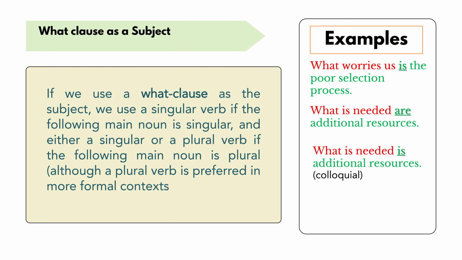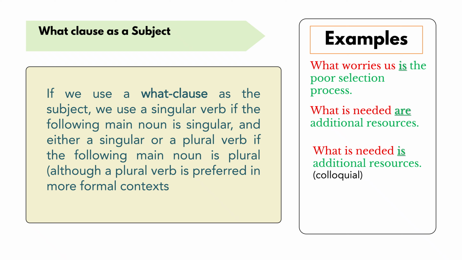Let me explain that because that might all sound like gibberish to you. What worries us is the poor selection process. Okay? Now, what worries us, that's okay. We know that what worries us is the verb. But what about the noun that follows? The poor selection process. We have to determine what kind of verb we use here based on what follows.